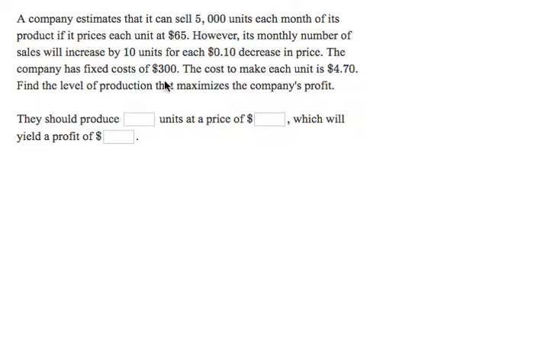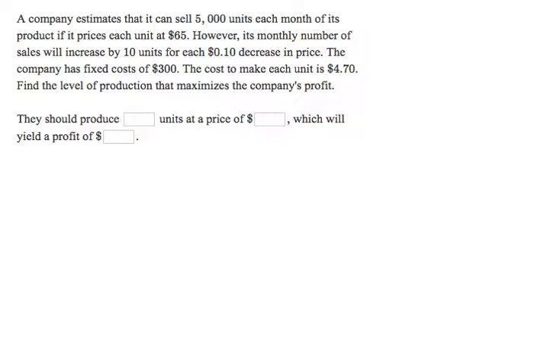The company has fixed costs of $300 and the cost to make each unit is $4.70. We want to find the level of production that maximizes the company's profit. How many units should they produce, at what price, and what will their profit be?